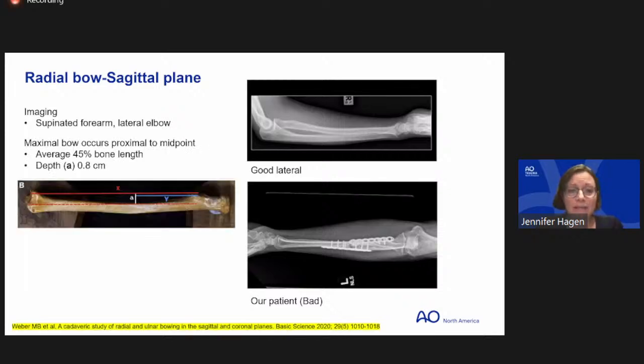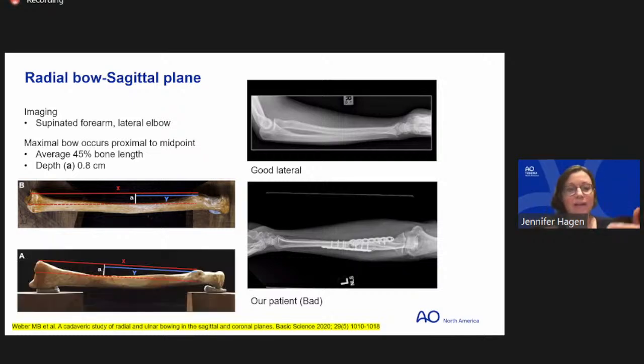So the bow on the sagittal plane for the radius actually happens just proximal to the midline. So if you put these two drawings together, and this was also something that was interesting to me when I put this together, I kind of assumed they were in the same spot.